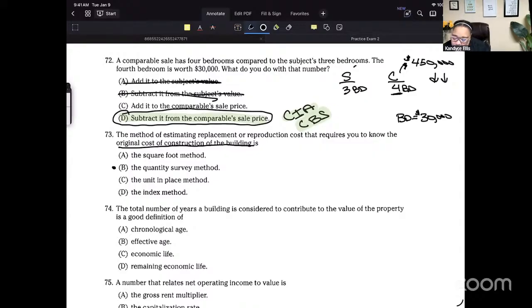Hey, Uncle Ray, the method of estimating replacement or reproduction cost that requires you to know the original cost of construction of the building is it A, square foot method, B, the quantity survey method, C, the unit in place method, or D, the index method? So out of those options, the one that actually needs you to know the original cost of the construction is the index method. Basically, that approach uses the original construction cost and then applies a current index factor to bring it up to today's value. So that's your answer.